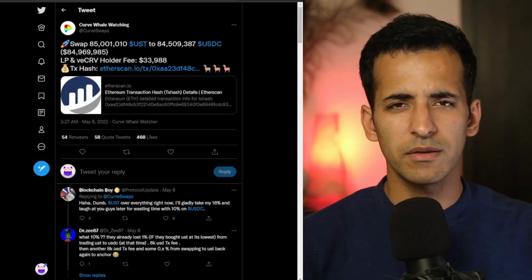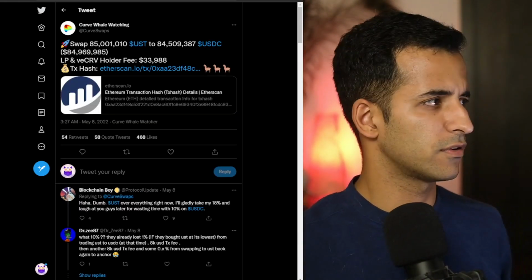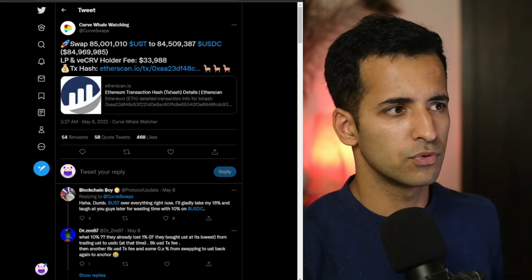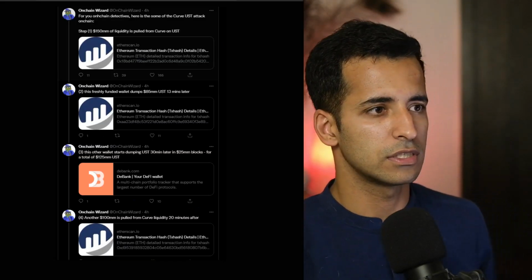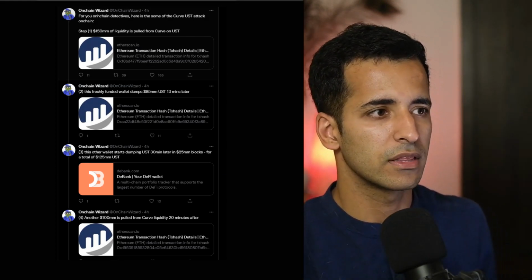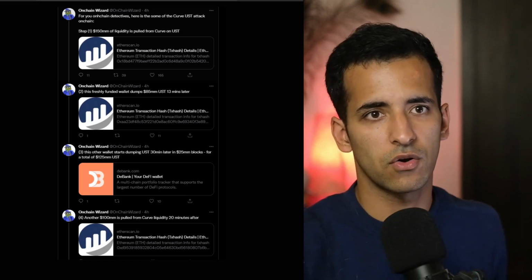Just 10 minutes after LFG started to pull liquidity in preparation for their 4pool, the attackers pounced. First, they cleared the entire liquidity, and they needed just 350 million USD for that. They started dumping their UST on Binance.